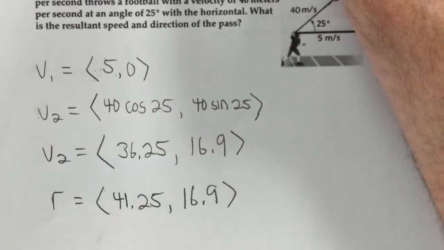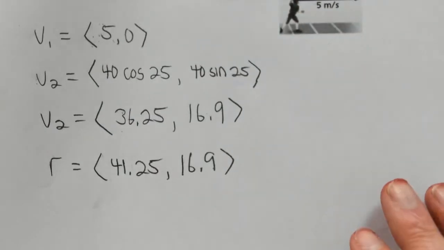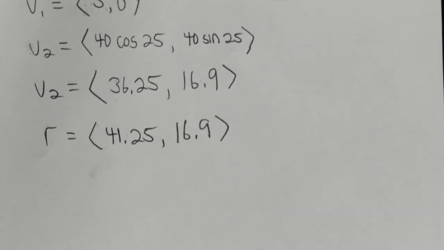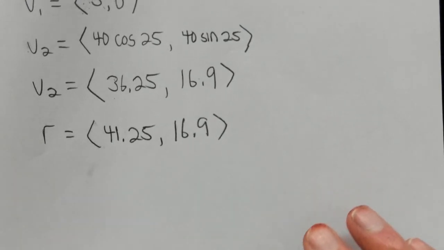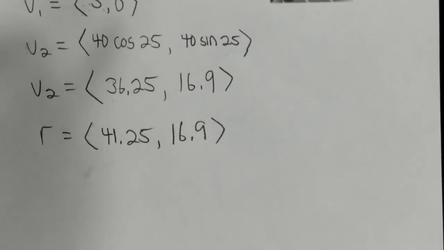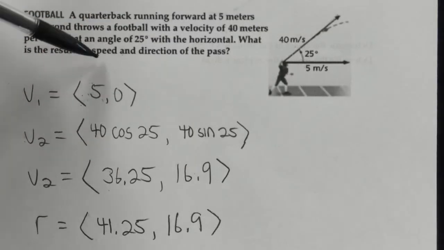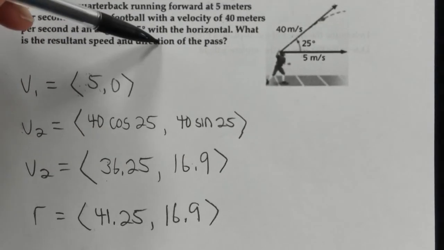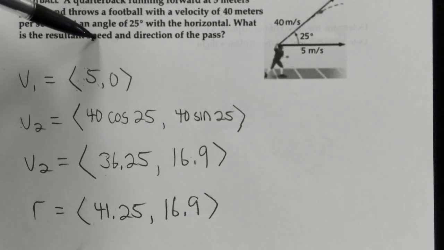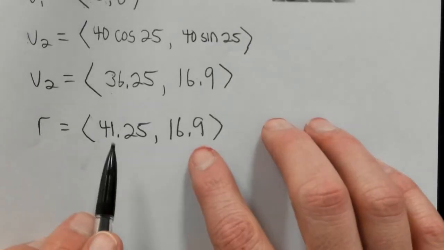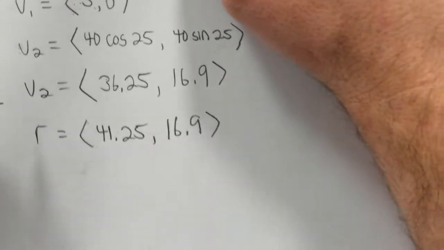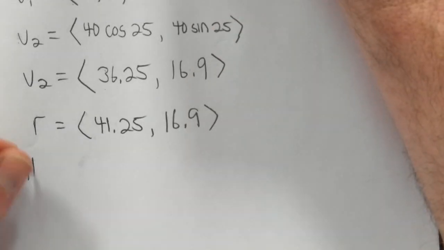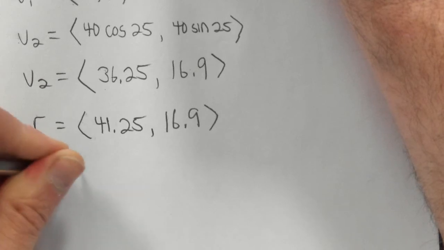All right, so there's the resultant vector of the trajectory of the ball, right? This is the resultant vector of the trajectory of the ball. Now, what are they asking us for? What's the resultant speed and direction? So we need the resultant speed, which means I need the magnitude of this vector. So we need the magnitude of r, which would give me the resultant speed.